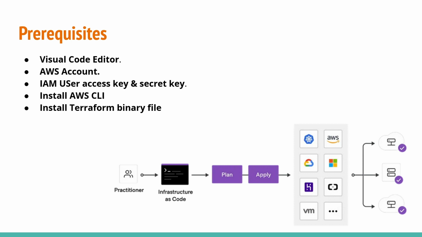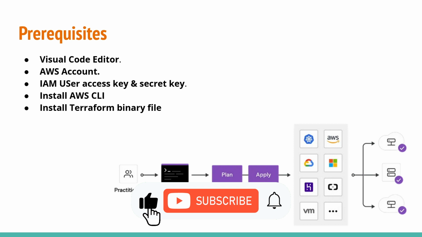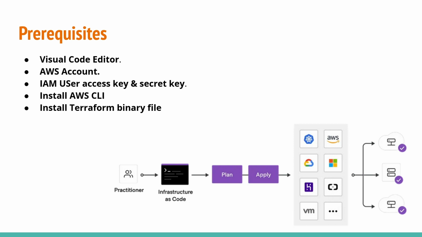Third, fourth, and fifth, you need to install the CLI version. So you can go to the AWS site and download it for your operating system. If you are using Mac, you can download for Mac, and if you are using a Linux system or Windows system, you can download that file accordingly. And similarly for the Terraform binary file.